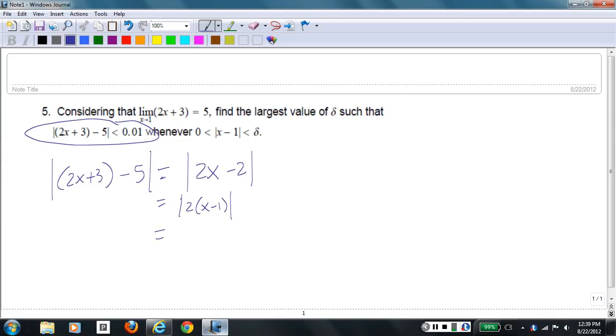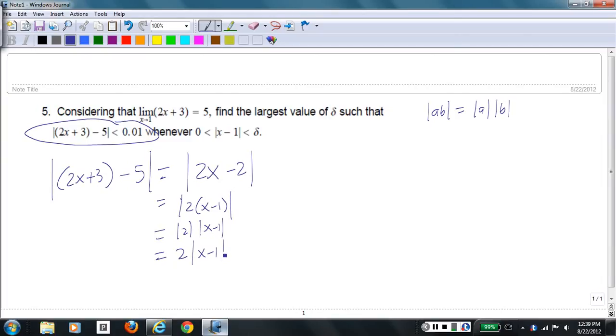So the absolute value of a product is equal to the product of the absolute values. Basically, I'm using the fact that the absolute value of AB is equal to the absolute value of A times the absolute value of B, whatever signs A and B might have. This is a true statement. So this is the absolute value of 2 times the absolute value of x minus 1, and the absolute value of 2 is just 2. That's why we can factor out the 2. So this is 2 times the absolute value of x minus 1.